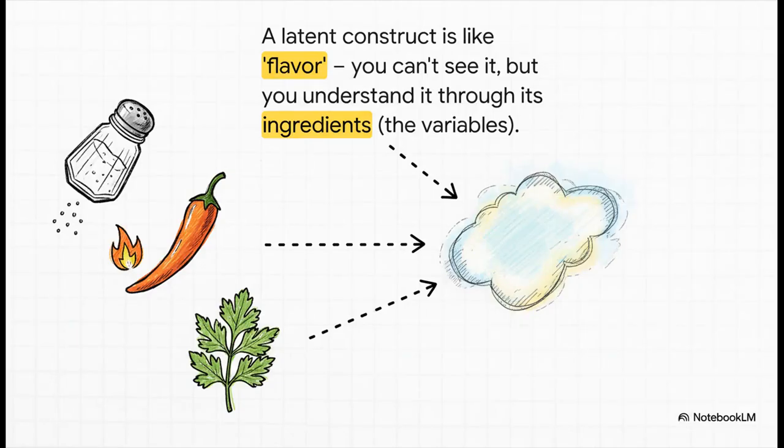And this is just a brilliant way to illustrate that idea. Flavor itself is a latent construct. You can't see the idea of savory all by itself, but you totally understand it by measuring its ingredients, the salt, the herbs, the spices. Those ingredients are the observable variables that all point to that unobservable factor.